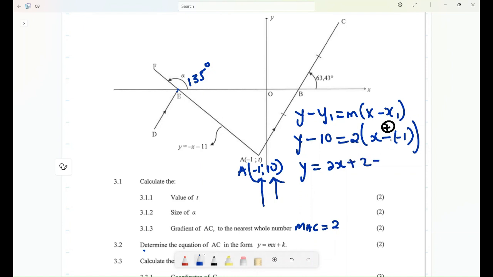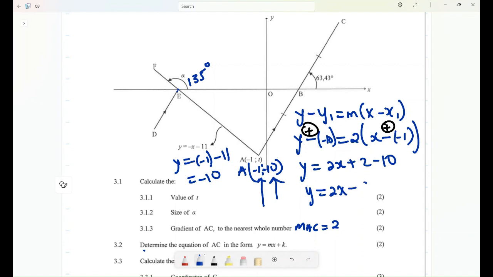Oh, sorry. The value here is -10. Remember when you substituted here, it was negative 1 minus 11. Sorry if I said 10 previously. It's supposed to be -10. So when I substitute, it's going to be -10, which is also going to be positive. So it's going to be a positive 2 minus 10. So y is equal to 2x minus 8.